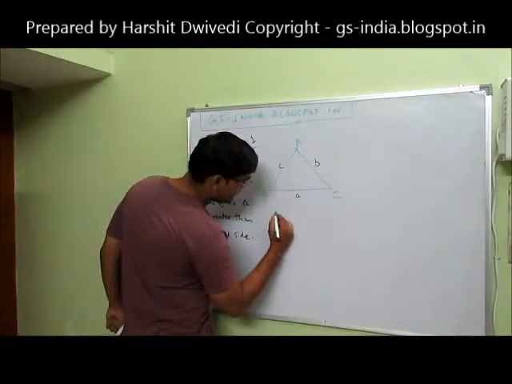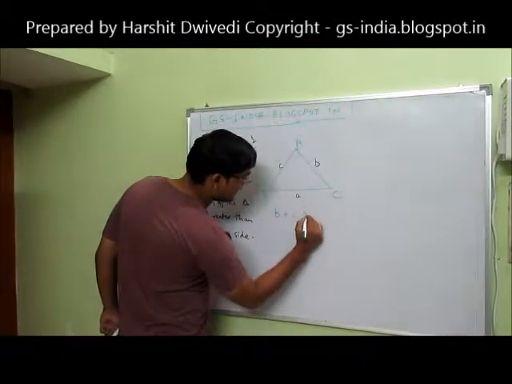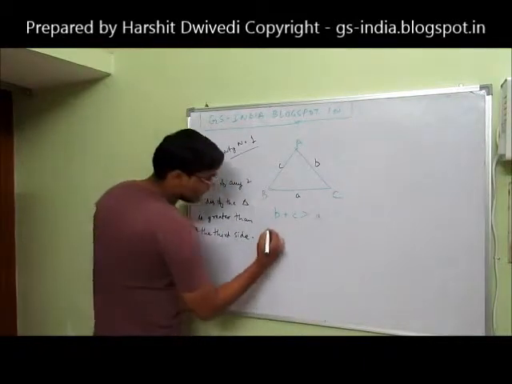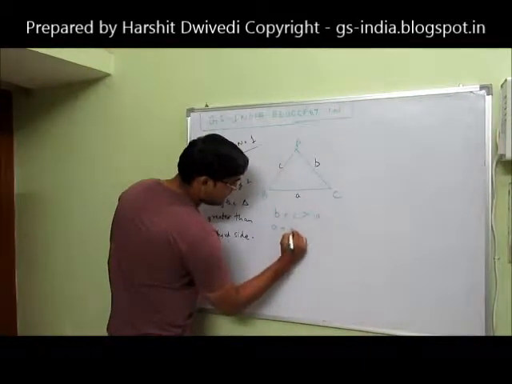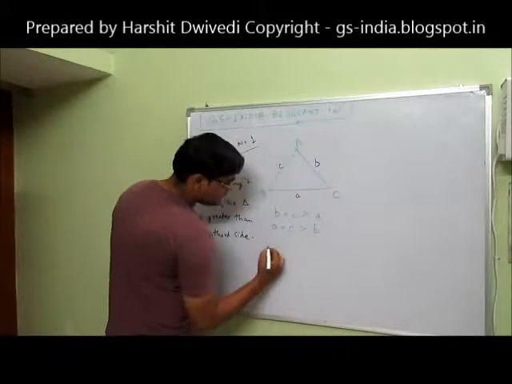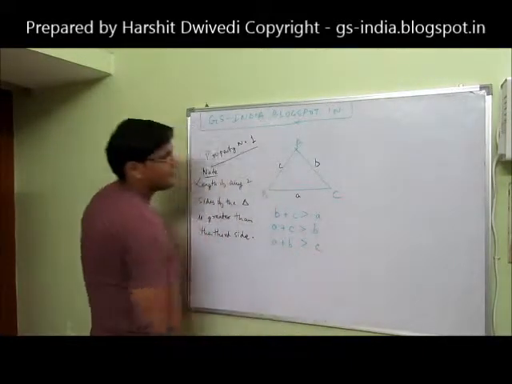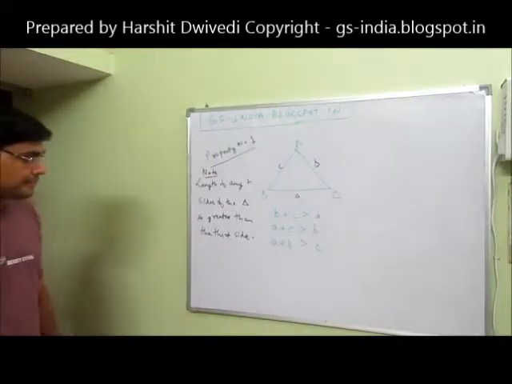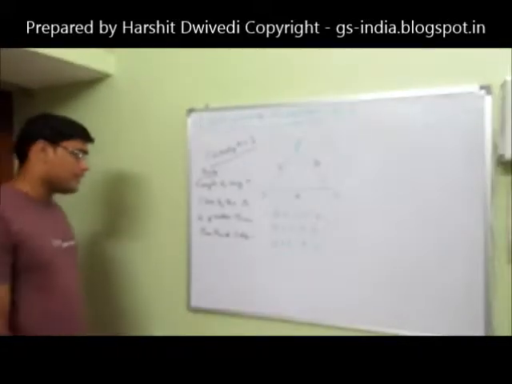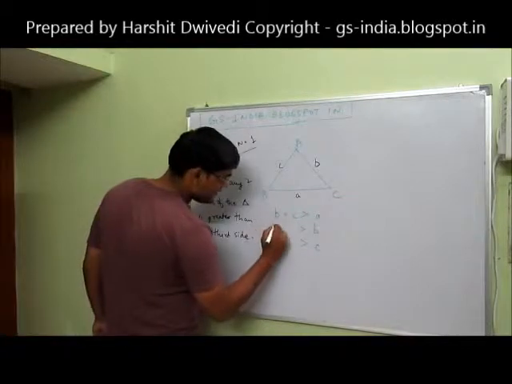So I write it as B plus C is greater than A according to this. Then A plus C is greater than B, and A plus B is greater than C. Okay, I should write this.